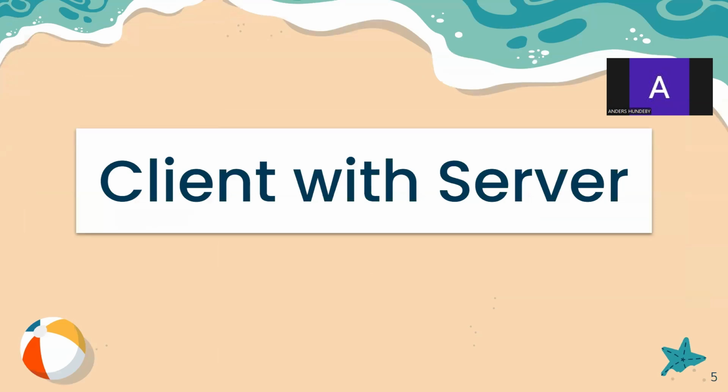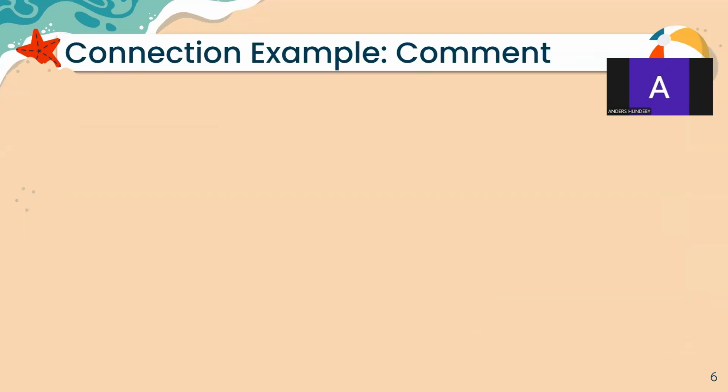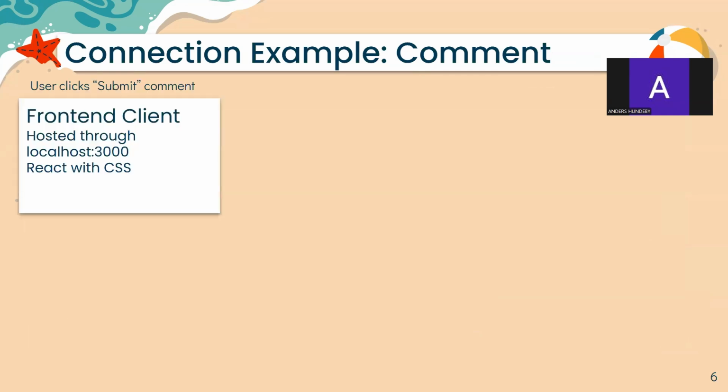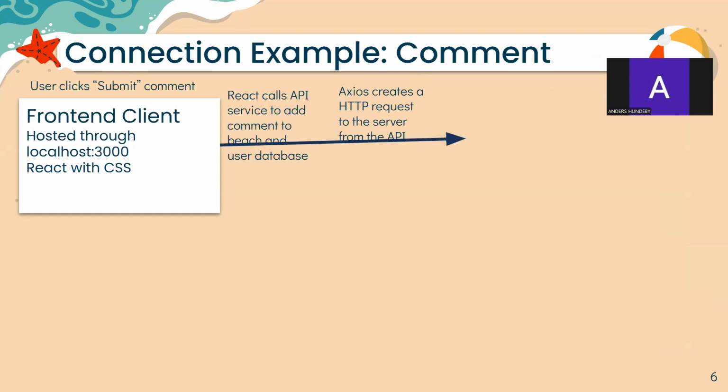So how does this all work? We're going to do an example of a user making a comment. First the user submits the comment to the front-end client. It's hosted on localhost 3000 and we're using React with CSS. React calls the API service to add the comment to the beach user database. And then Axios will create an HTTP request to the server from the API request.